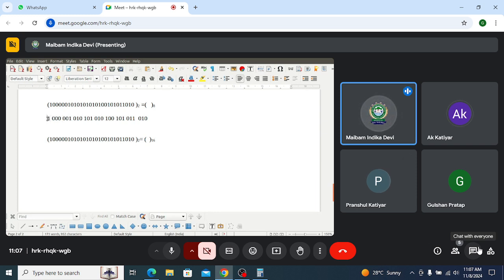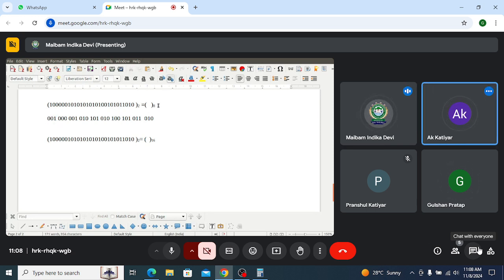For this you need to add 2 extra zeros on the leftmost side. When you cannot group, you just add zeros. Now the next step is you write the octal equivalent.